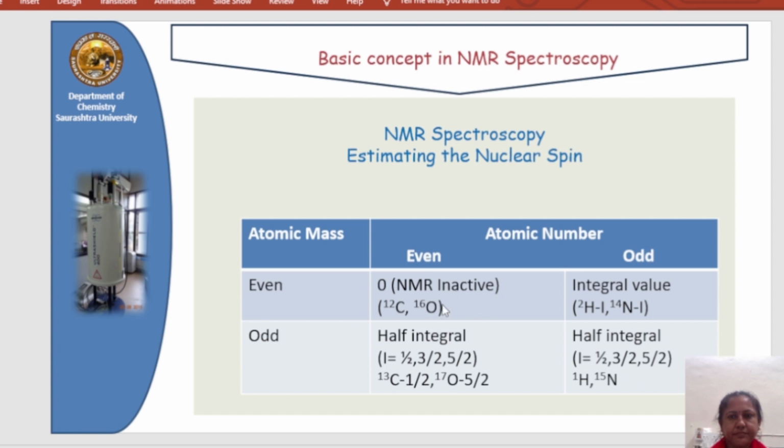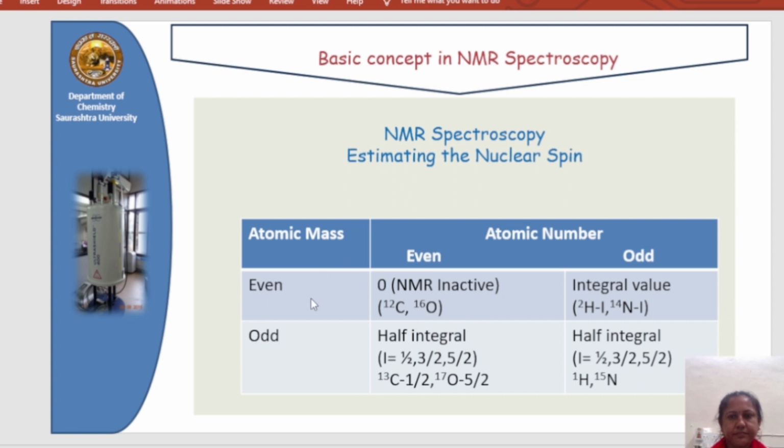Same thing for oxygen. In oxygen, there are 8 protons and 8 neutrons. As per the Boltzmann distribution, 4 protons and 4 neutrons are in the excited state, and 4 protons and 4 neutrons in the ground state. Protons cancel out with protons, neutrons with neutrons, so there is no population difference. It means I is equal to 0, and if I is equal to 0, it is considered NMR inactive.